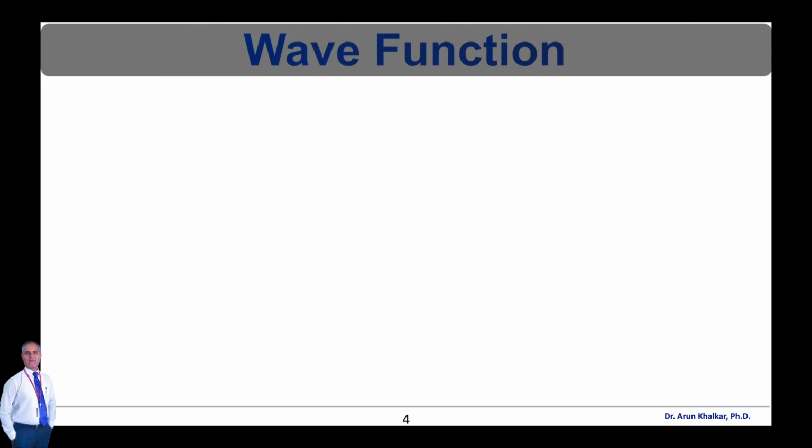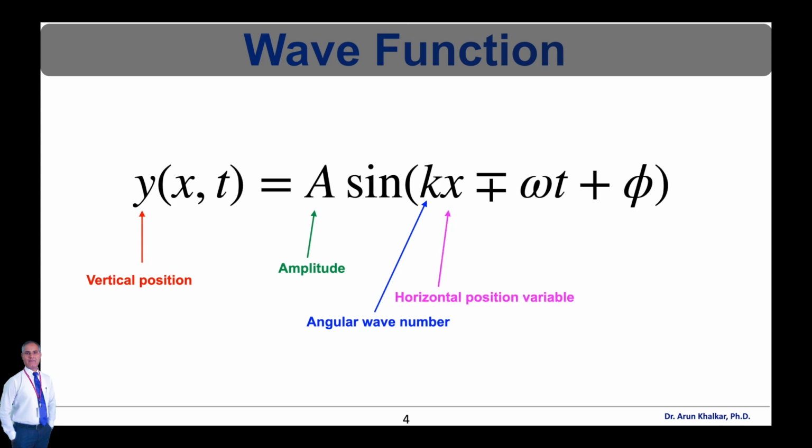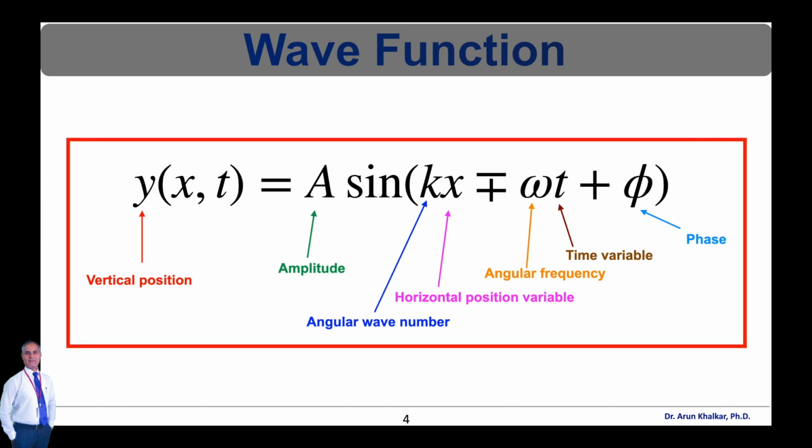The wave function modeling a sinusoidal wave, allowing for an initial phase shift phi, is shown in this equation: y(x,t) = A sin(kx ∓ ωt + φ), where y is the vertical position, A is the amplitude, k is the angular wave number, x is the horizontal position variable, ω is the angular frequency, t is the time variable, and φ is the phase. The value kx ∓ ωt + φ is known as the phase of the wave, where φ is the initial phase of the wave function. The above equation is known as a simple harmonic wave function. I have already discussed this equation in my previous lecture videos.